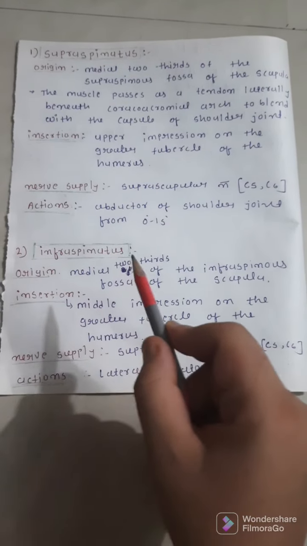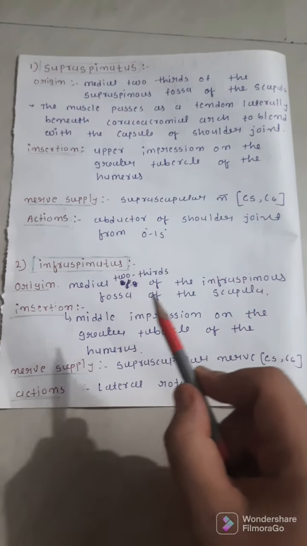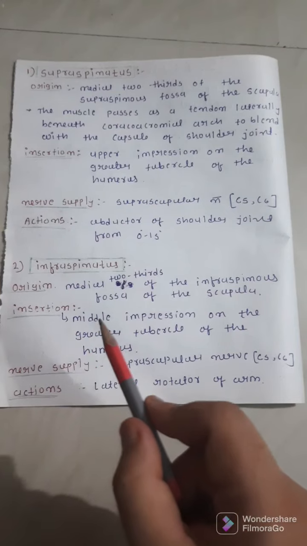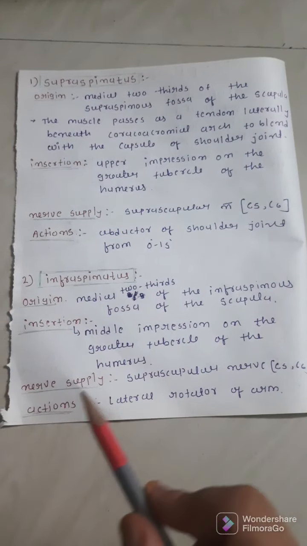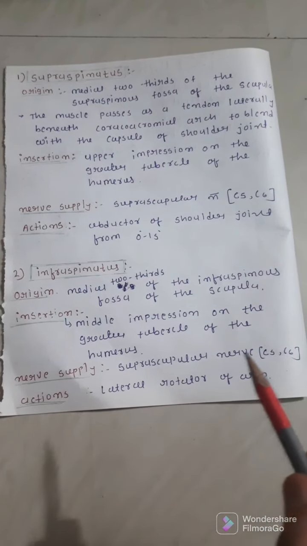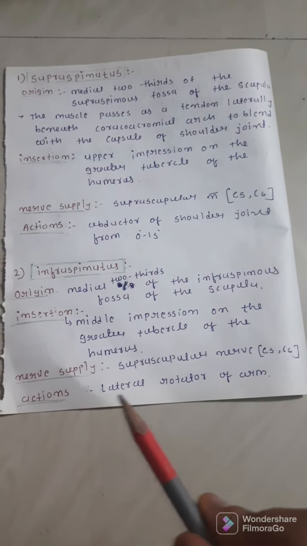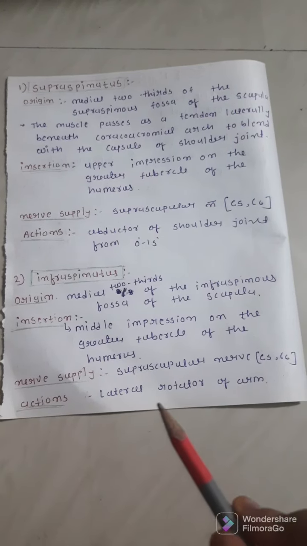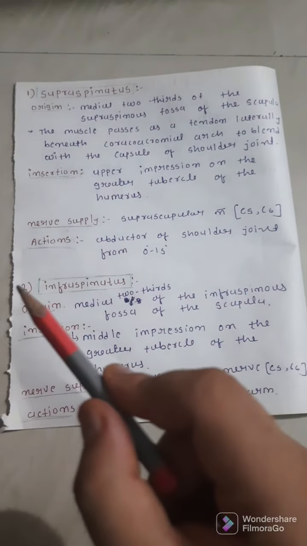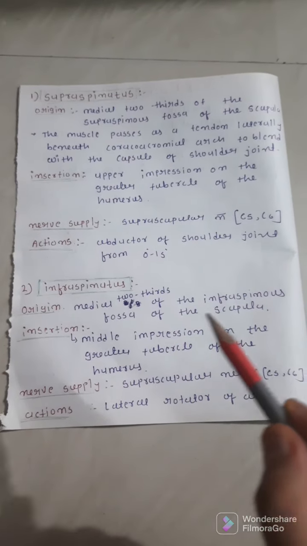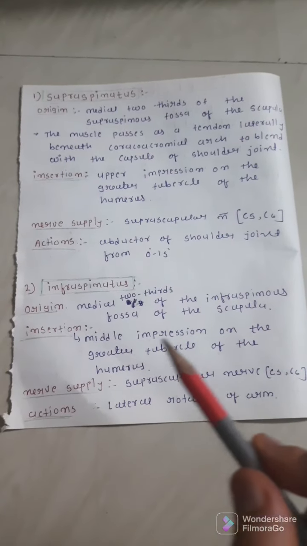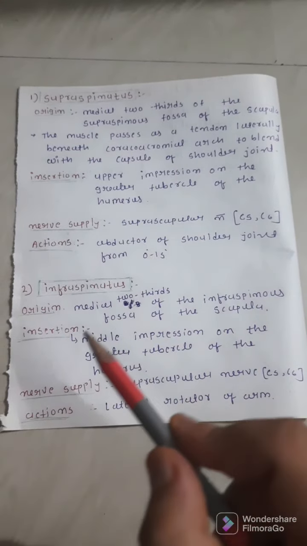Infraspinatus origin, medial 2/3 of the infraspinatus fossa of the scapula. Insertion, middle impression on the greater tubercle of the humerus. Nerve supply, suprascapular nerve C5 and C6. Action, lateral rotation of arm. It's simple to remember: origin, infraspinatus fossa of the scapula and insertion of the middle impression of the greater tubercle of the humerus.